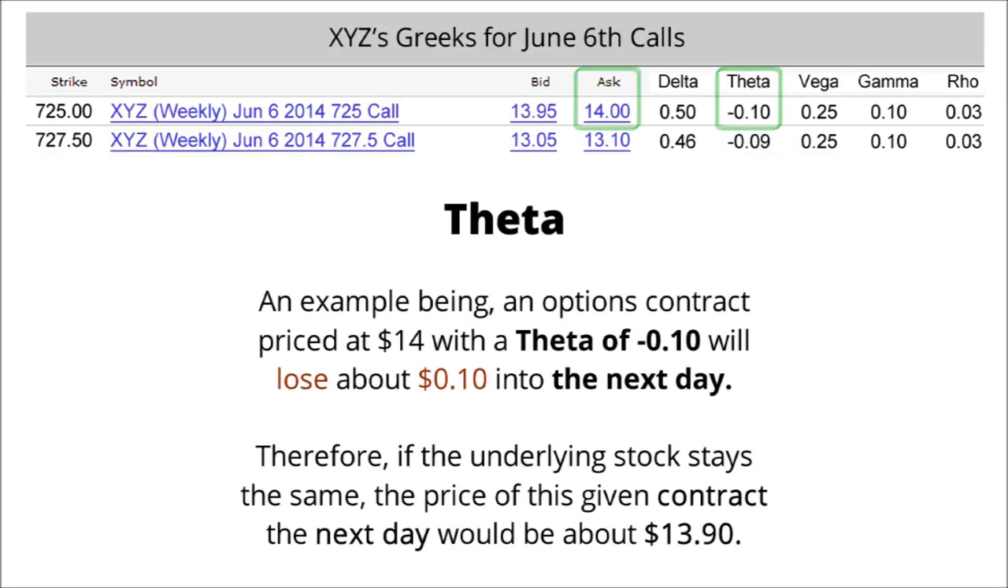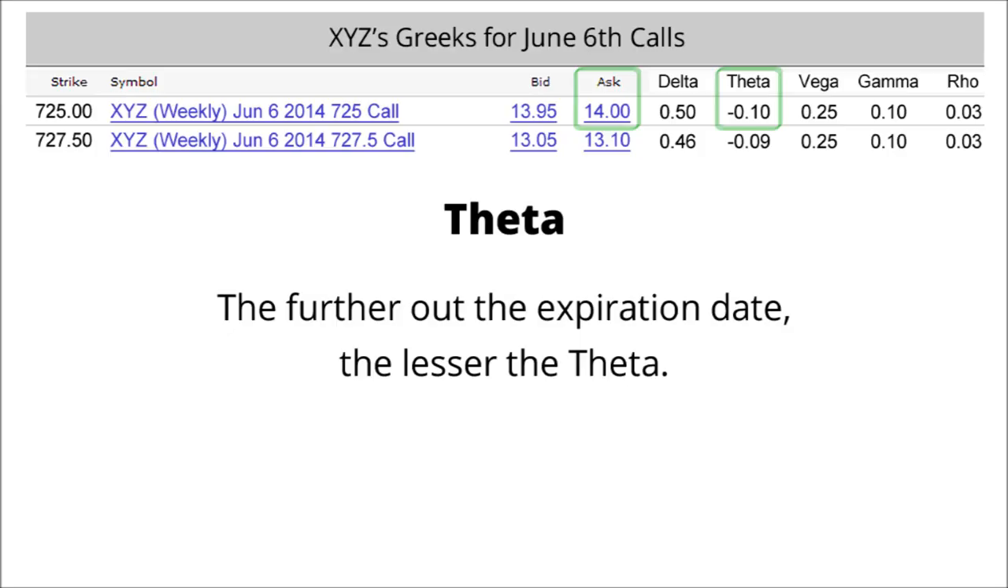An example being an options contract priced at $14 with a theta of minus 0.10 will lose about 10 cents into the next day. Therefore, if the underlying stock stays the same, the price of the given contract the next day would be about $13.90. The further out the expiration date, the lesser the theta.